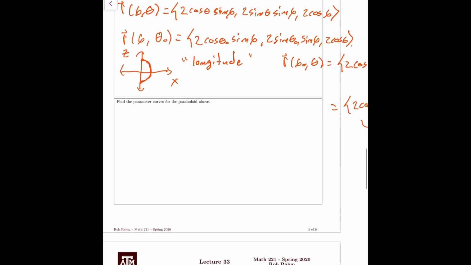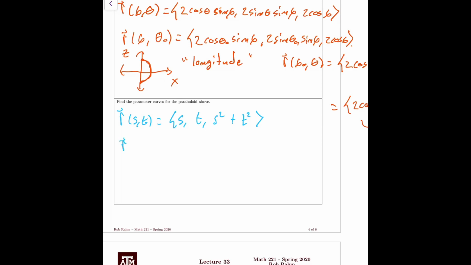So let's look at this next example. Find the parameter curves for the paraboloid above. So we have two different parameterizations. If you look at the Cartesian or rectangular one, R of s, t is equal to s, t, s squared plus t squared. Now the parameter curves are going to be difficult to draw, so I'm not even going to try that, at least not now.